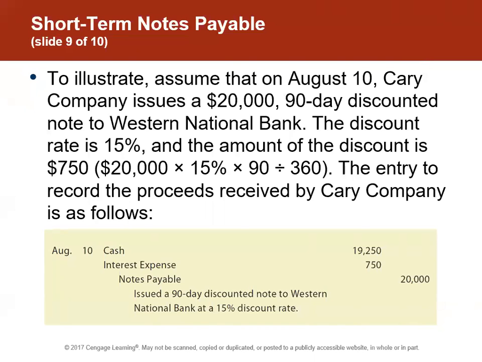So we call it a discount rate instead of an interest rate. Your calculation is the same, but we're only giving them the discount amount. So we're taking face value minus that discount. Any questions on that? It's just a little different.